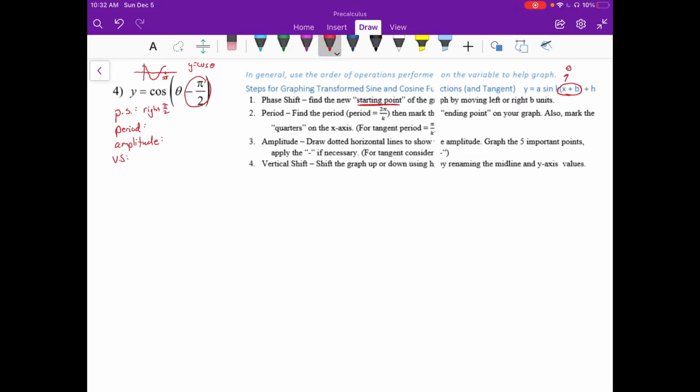So we're going to go ahead and draw our x-axis, and we are going to put moving right pi over 2. So we're going to put pi over 2 on here. And remember, cosine starts up on that. It doesn't start on the axis. It starts at its highest point, which we'll talk about in a minute or so.